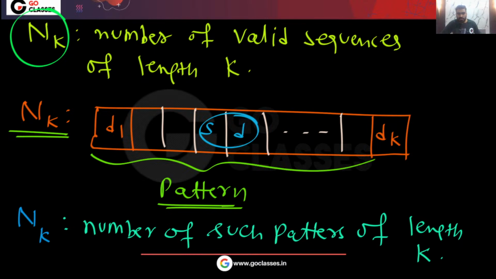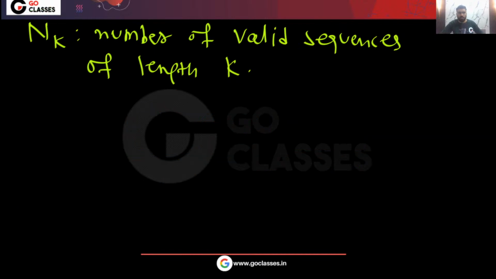How many such patterns of length k you have? This is the idea. Remember, it is starting from digit, it is ending with digit. This is your nk. I hope you understood. Okay, now let's see how to write the recurrence relation. Now we are going to write the recurrence relation.